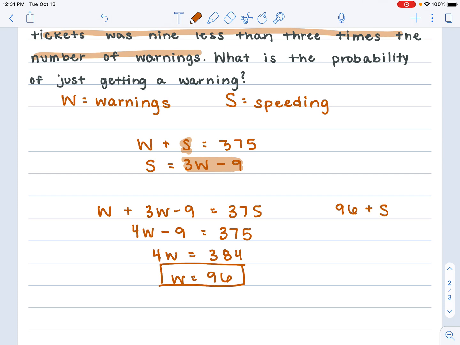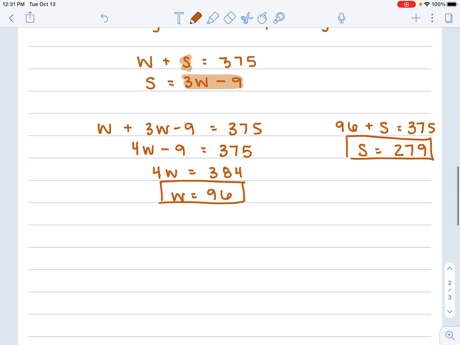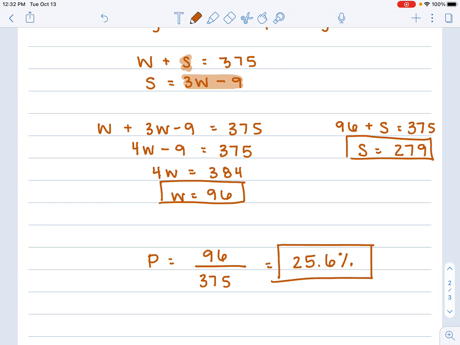I'm going to plug that back into that first equation, so I have 96 plus S equals 375. So that means speeding tickets were 279. All right, but we're not done yet, because the question is asking us, what is the probability of getting just a warning? So probability is the thing that you're looking for over the total. So we're looking for warnings. So he gave out 96 warnings. So probability equals, you've got 96 over the total amount of citations. The total amount of citations were 375. So our probability would be 25.6%.